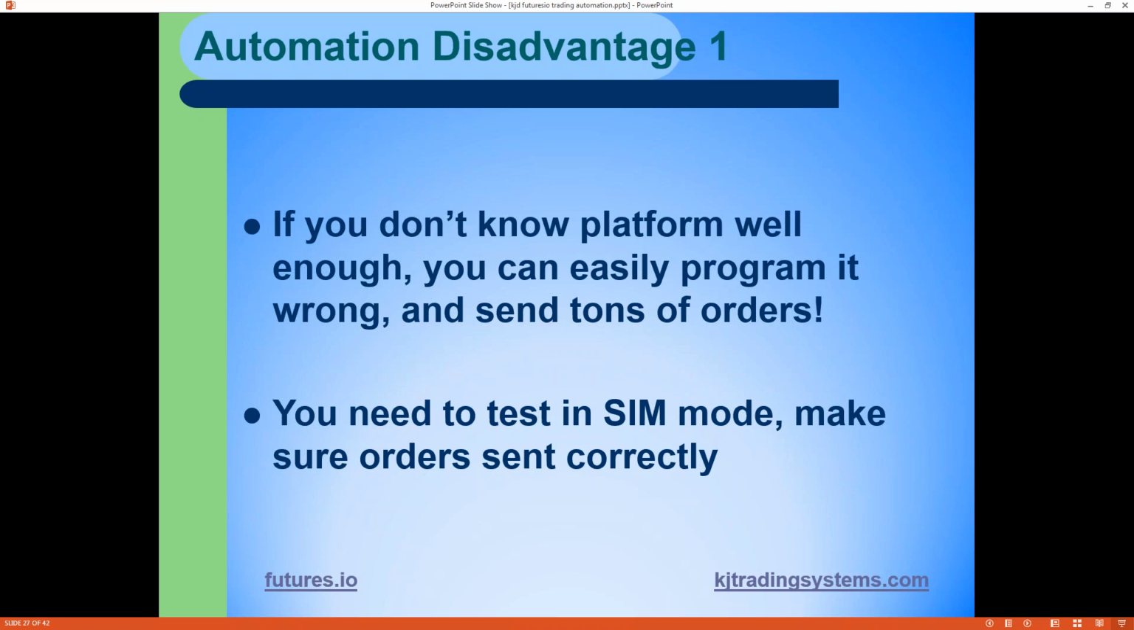So that's what sim mode is good for. People always think the sim mode should give them good performance numbers, and that's not necessarily true. But what sim mode can do in any software is it can show you if you're sending a lot of duplicate orders and that kind of thing. So it can kind of keep you in line, which is really good because you want to test that out, especially if you're doing something unique that you've never done before. You should probably test out in sim mode and just see if it's working right. So yeah, the automated trading can definitely get crazy if you let it.